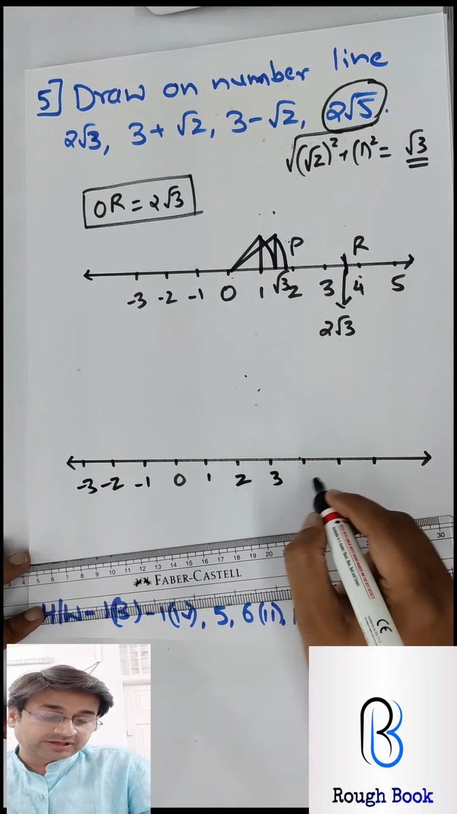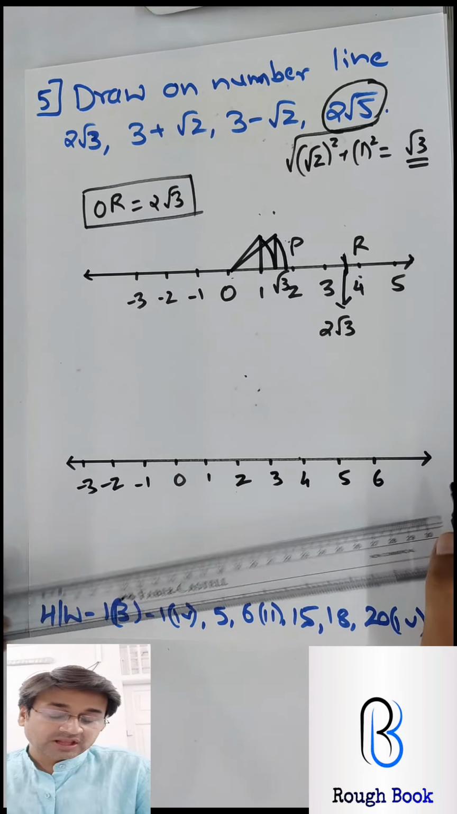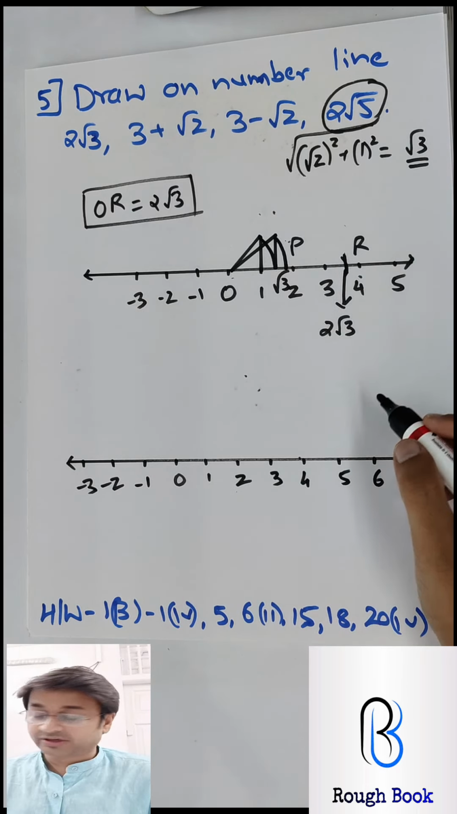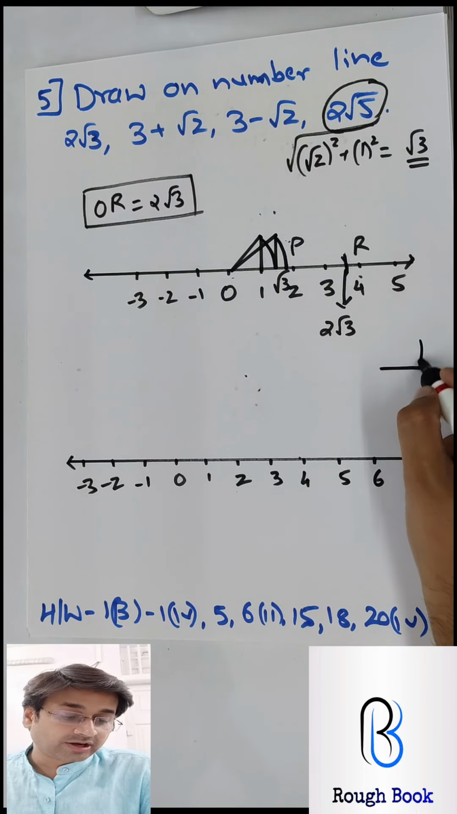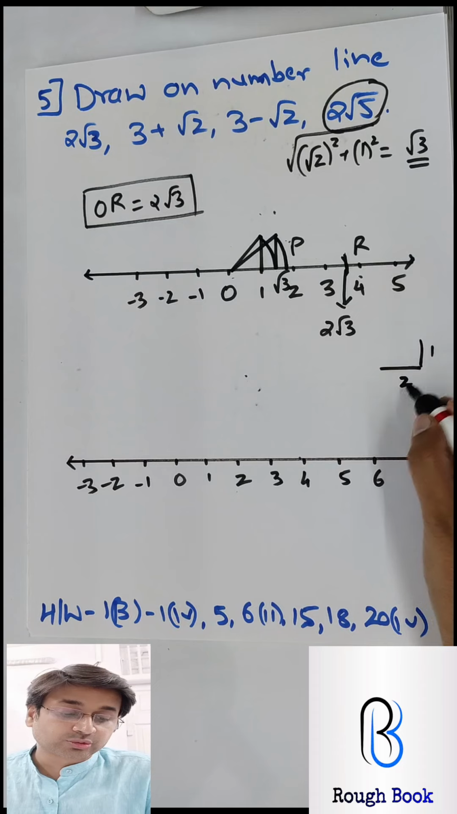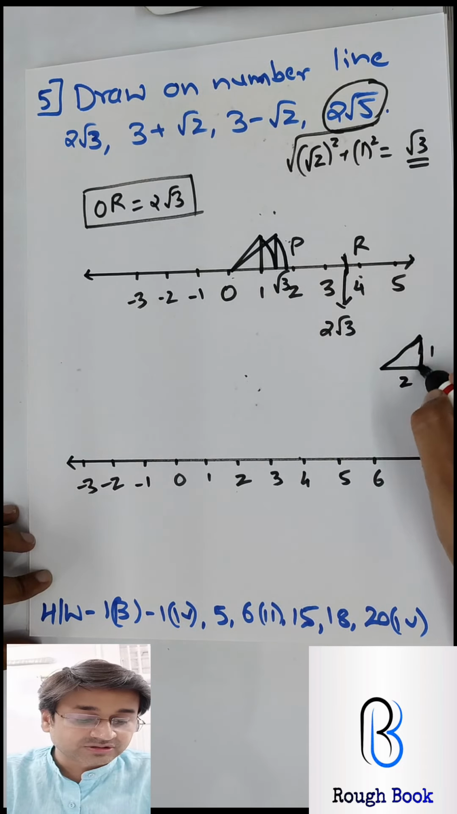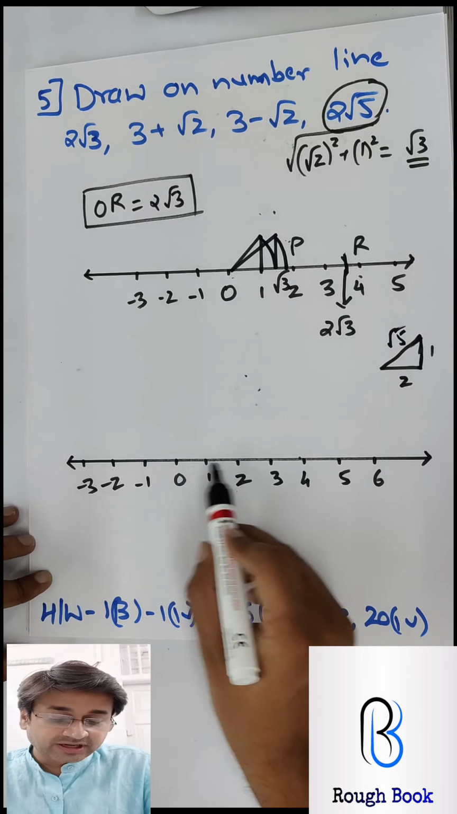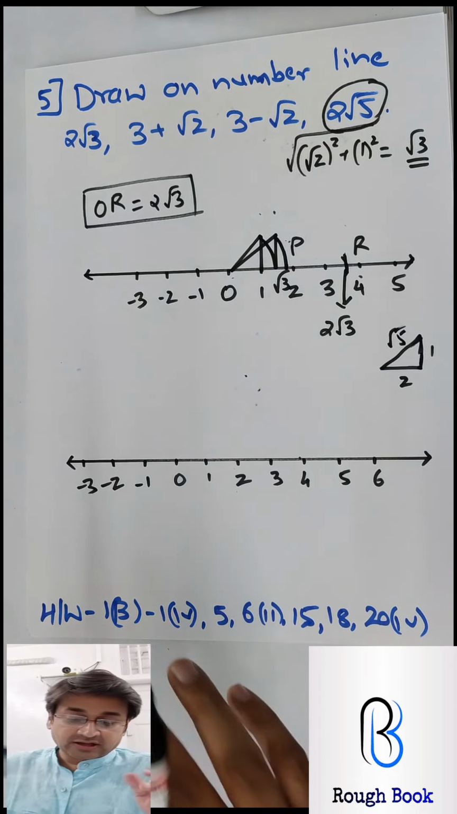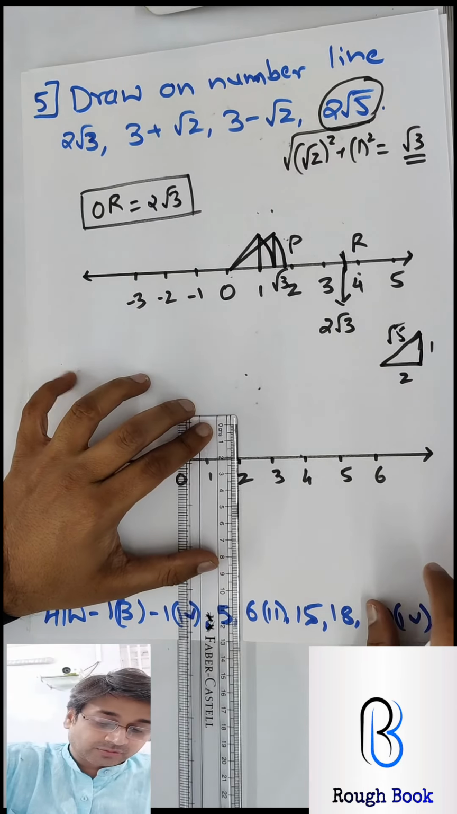Alright. Now we want root 5. So root 5 by Pythagoras, it will need what? 2 and 1. So 2 squared is 4, 1 squared is 1, so 5. And therefore this hypotenuse is going to be root 5. So you can directly take 2 over here, take 1 as a vertical line.